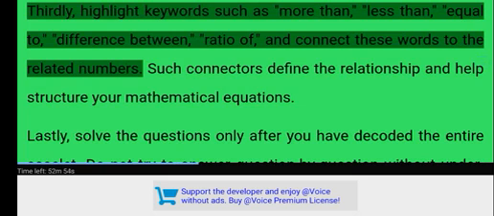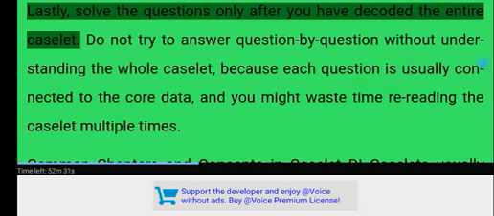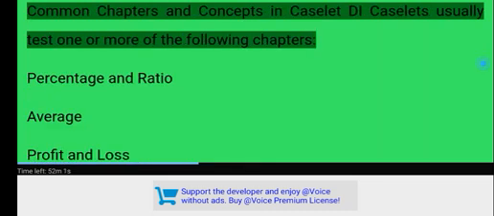Thirdly, highlight keywords such as more than, less than, equal to, difference between, ratio of, and connect these words to the related numbers. Such connectors define the relationship and help structure your mathematical equations. Lastly, solve the questions only after you have decoded the entire caselet. Do not try to answer question by question without understanding the whole caselet, because each question is usually connected to the core data, and you might waste time rereading the caselet multiple times.